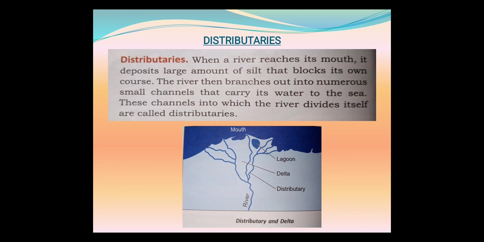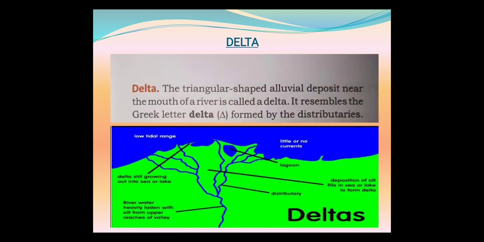Distributaries. What is distributary? When a river reaches its mouth, the river divides into branches or channels, small channels of river. Those are known as distributaries. Distributaries generally form delta. The next diagram is of delta. Delta is a triangular shaped alluvial deposit near the mouth of the river. It is termed delta because it resembles the Greek letter delta formed by the distributaries.